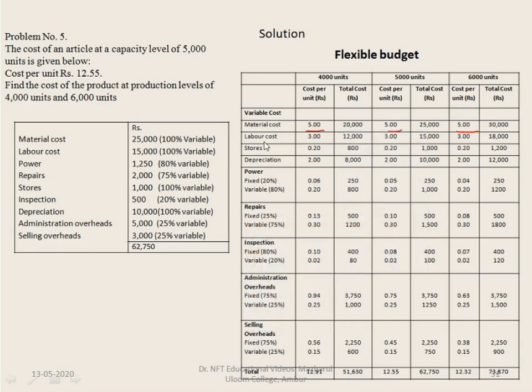Same way you find the labor cost. Labor is also 100% variable. So 15,000 is given. 15,000 divided by 5,000 is 3. Again 3 rupees is common here for all the three levels of activities. 3 into 6 are 18,000, 3 into 5 are 15,000 and 3 into 4 are 12,000.